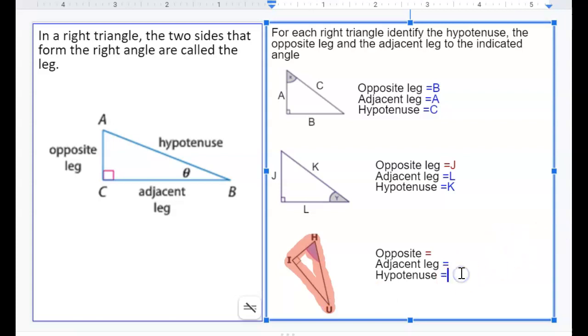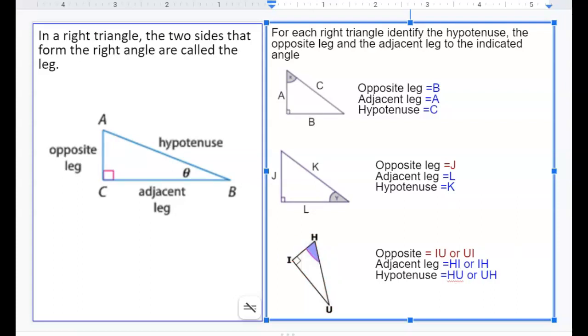So the hypotenuse is HU. You can also say it is UH, it's the same thing. The adjacent leg or adjacent side is HI, or we also say IH. They're the same. Remember how to name segments. All right, the opposite side is IU, so you can say IU or UI. Okay, so that's how you identify the sides of a right triangle.